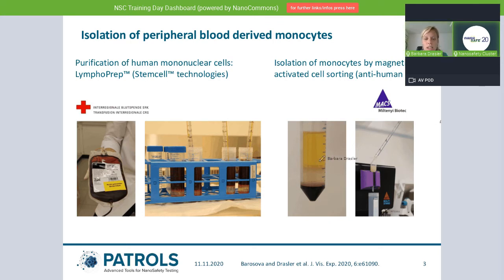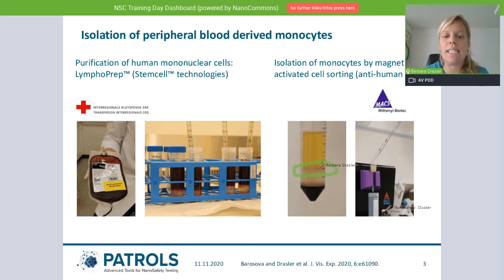Thank you. So here we can see this buffy coat. This is a layer of white blood cells, which comes after the radiation separation, just below the plasma and above the platelets and the red blood cells. Then we use magnetic separation cell sorting, anti-CD14 magnetic beads, to obtain monocytes from the sample. These are the CD14 positive cells.